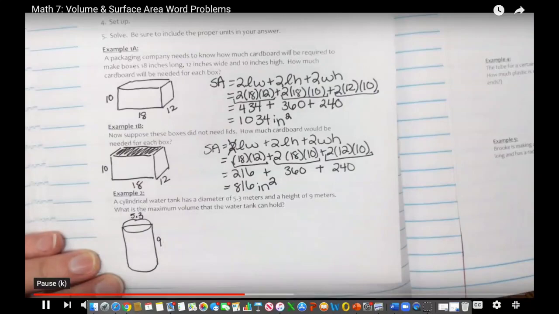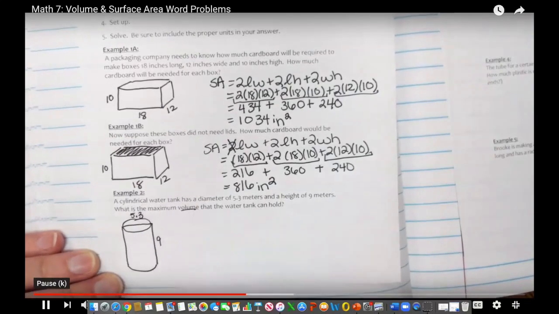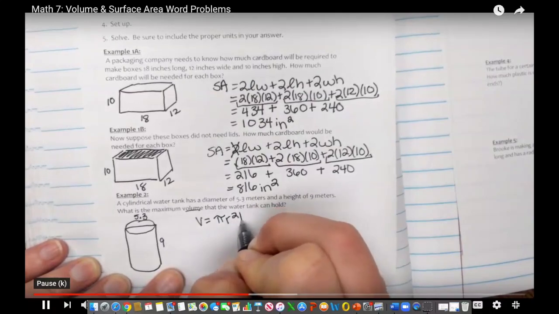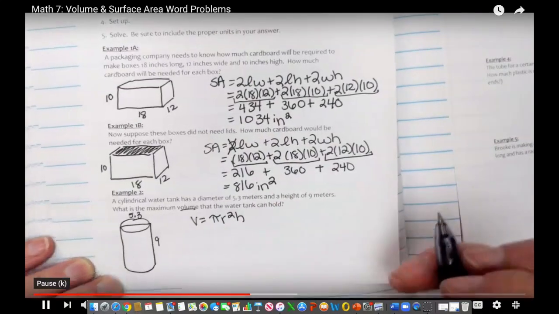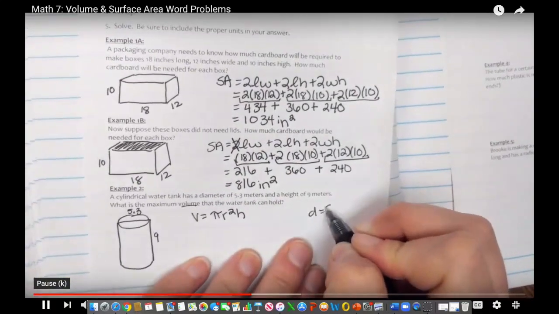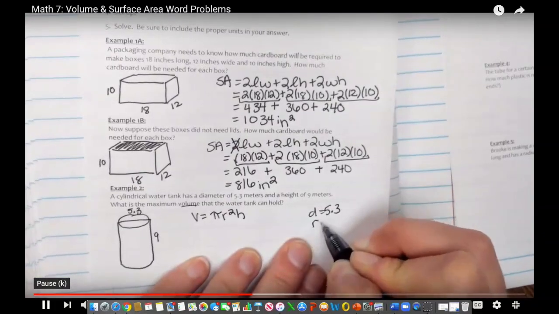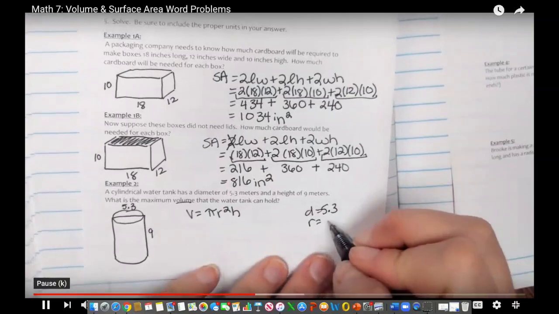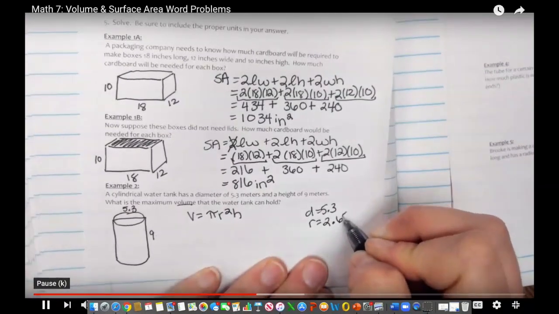So I'm asked to find the volume. So volume for a cylinder is pi r squared h. I'm given the diameter here. I have a diameter of 5.3. So I need my radius. I'm going to take my 5.3 and divide that by 2. So my radius is 2.65.